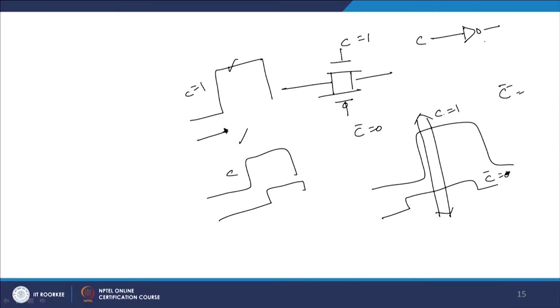aggravated by the fact that C bar will only come from C if you put a static inverter. So, this will be C bar. So, there will always be a delay associated here, right, and this delay will actually change the values of the output voltage, the output logic level, to a larger extent.